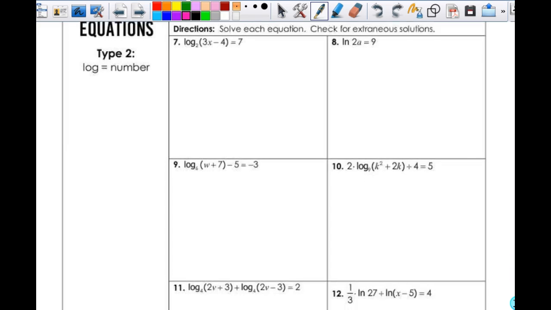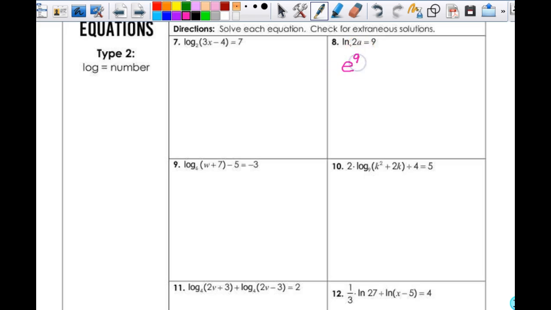So I have a single log on one side and then I have a number on the other side, and it's condensed as much as I can. I can't just take that out of the log because I don't have a log on both sides. I need to rewrite it in exponential form. What is the base of this exponential equation? E. The base of the log, I'm sorry, it's E. So I would have E to what power?